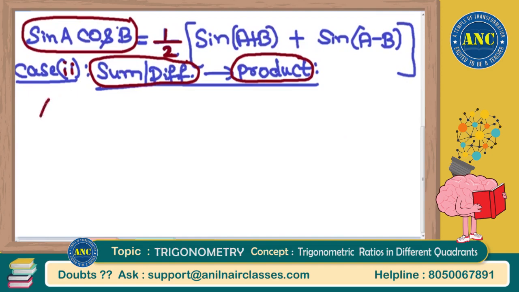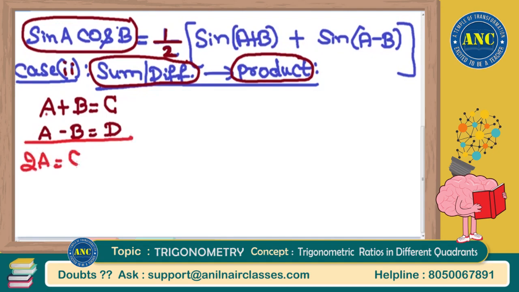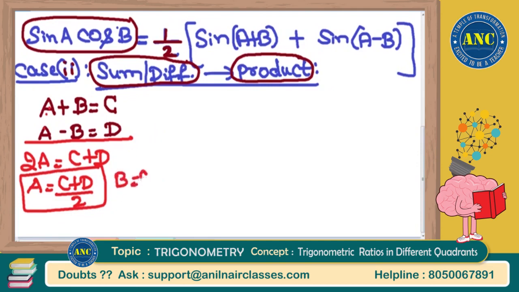Now think logically, sir. A is one angle, B is another angle. If I add the 2 angles, I will get another angle called C, for example. If I subtract the same 2 angles, I will get another angle called D. Now A plus B is C, A minus B is D. If I add them, A plus A is 2A. 2A is equal to C plus D. A will be equal to C plus D by 2. If I substitute this A value here, I will get the value of B. B I will get as C minus D by 2. You can check it by substituting.